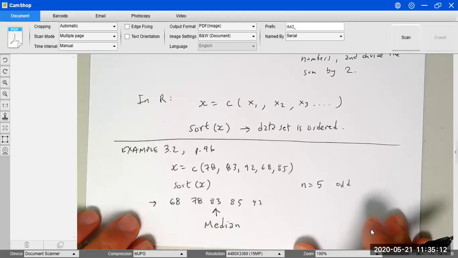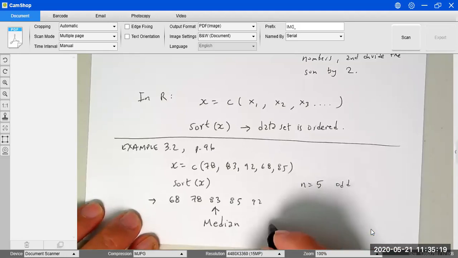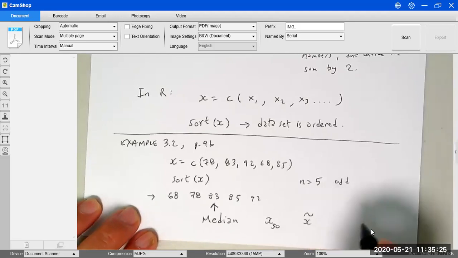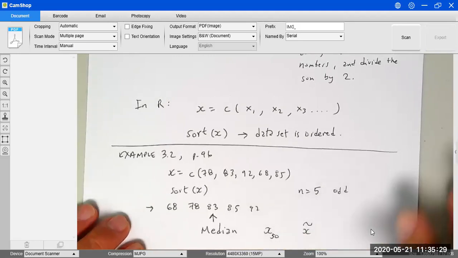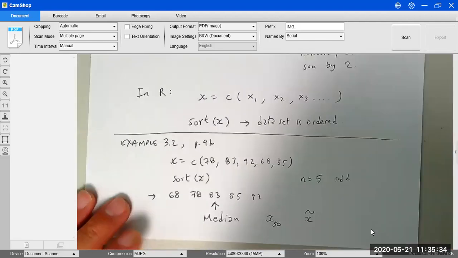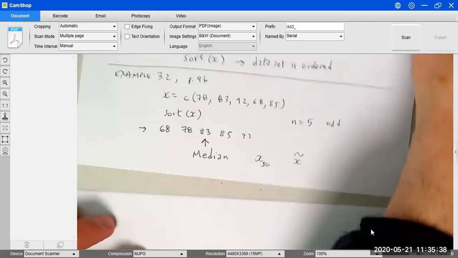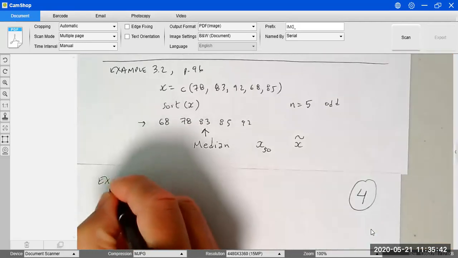So usually in R, and in other statistics books, we use X 50 or sometimes X tilde to denote the median. You can just write the median in that way. So let's work on one more example. We're going to compute the median again, and that is going to be example 3.3.